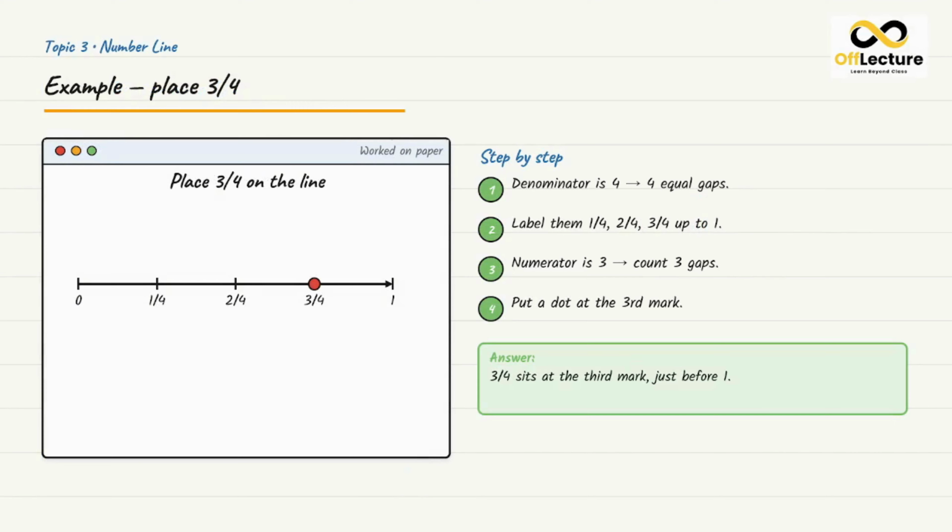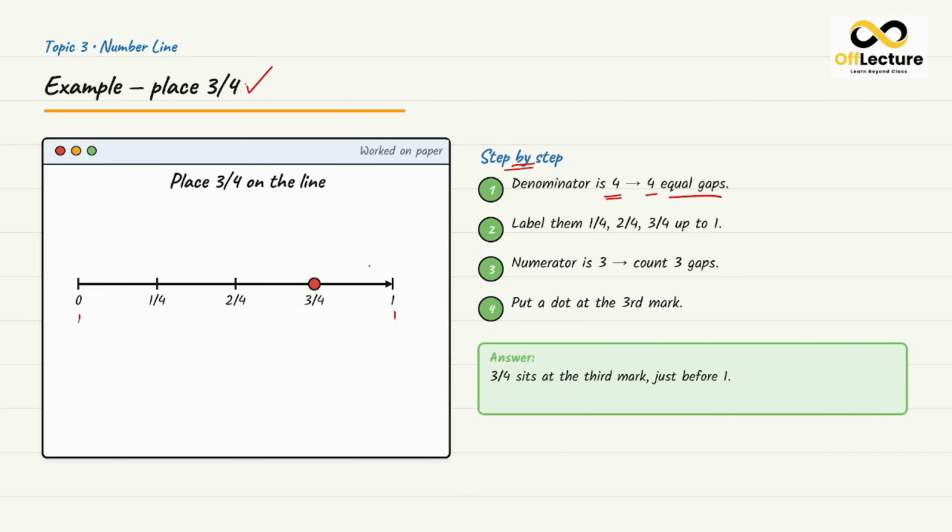Let's do an example on it. For example, let's say we have to place 3 by 4. For placing 3 by 4, what will be our step-by-step solution? First, we see that the denominator is 4 in 3 by 4, or 3 over 4. So we will create 4 equal gaps between 0 and 1. So this is 0 and this is 1. This is our number line representation.